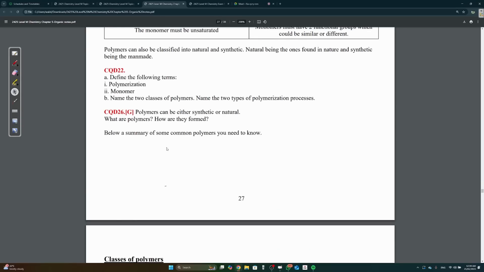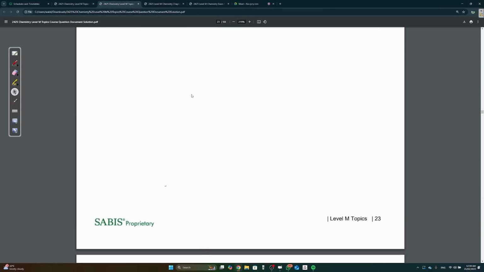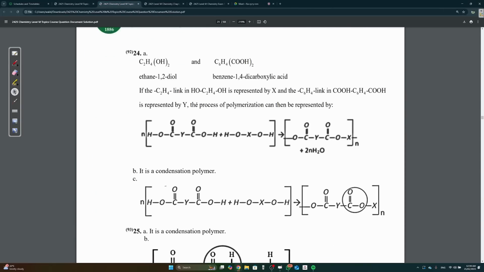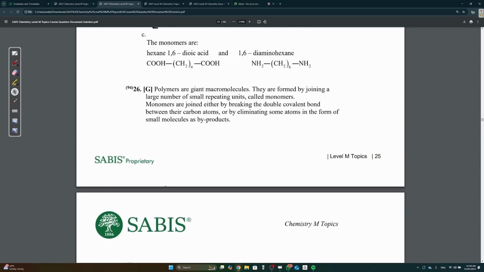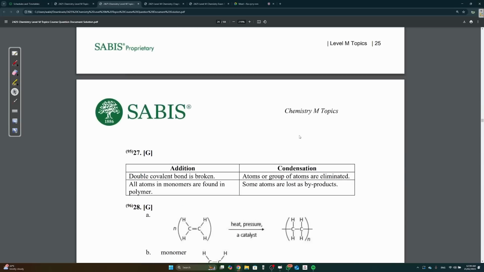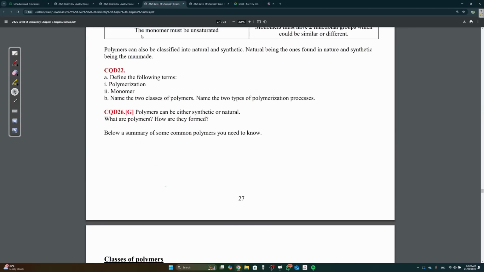Question 26. Polymers can be either synthetic or natural. What are polymers and how are they found? Polymers are large molecules made from monomers. Polymers are giant macromolecules. They are formed by joining a large number of small repeating units called monomers. Monomers are joined by either breaking the double covalent bond between their carbon atoms or by eliminating some atoms in the process. Okay, how are they formed?